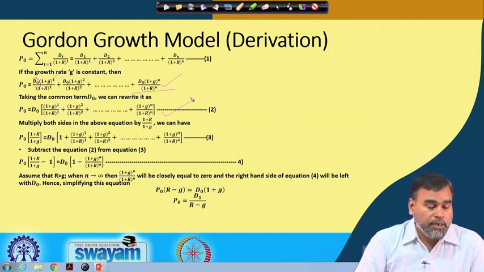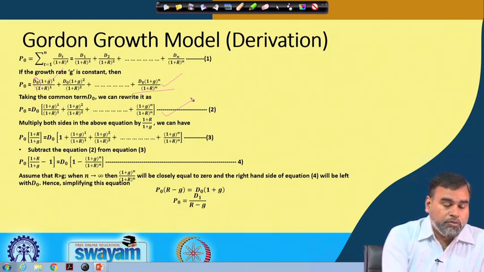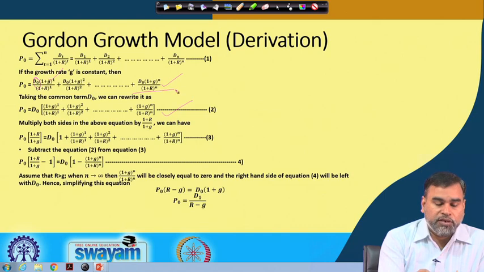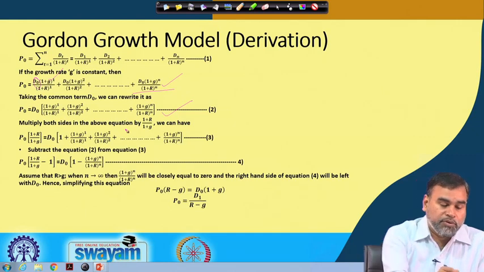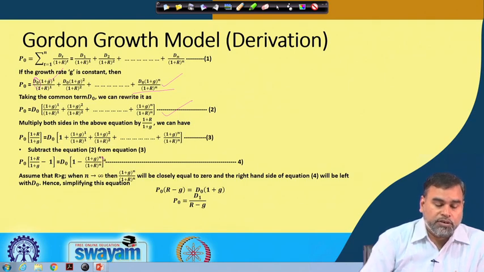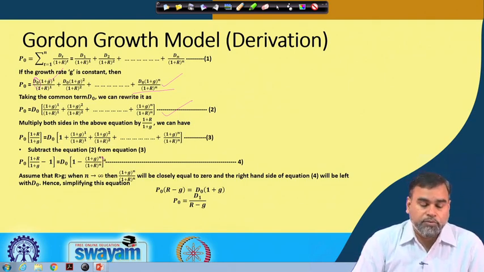Then let us multiply both sides by (1 plus r) divided by (1 plus g). So, P0 into (1 plus r) by (1 plus g) is equal to D0 into [(1 plus g) by (1 plus r) plus (1 plus g) to the power 2 divided by (1 plus r) to the power 2, and so on], multiplied by (1 plus r) divided by (1 plus g). Then (1 plus g) will be cancelled in one place, and finally (1 plus r) by (1 plus r) gives 1. The other terms remain: (1 plus g) by (1 plus r) plus (1 plus g) to the power 2 by (1 plus r) to the power 2, and so on, and finally (1 plus g) to the power n divided by (1 plus r) to the power n.